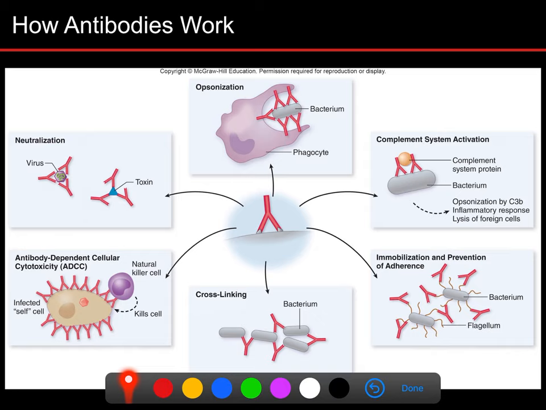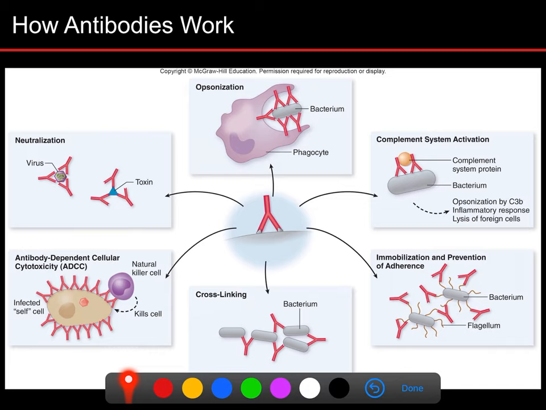So the first, and this is one that we've talked about before, is opsonization. A bacteria or potentially virus or anything small enough to be phagocytized gets labeled with antibodies, and phagocytes, particularly neutrophils, but also macrophages, dendritic cells, things like that, have receptors that allow them to recognize the antibodies, and the antibodies act as basically a big eat me sign.